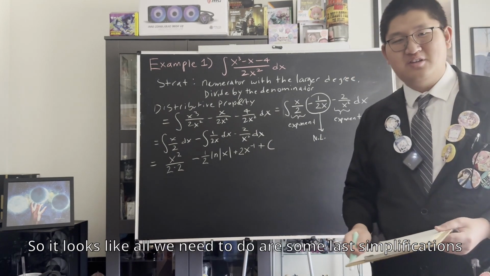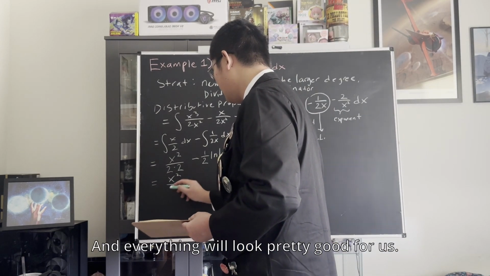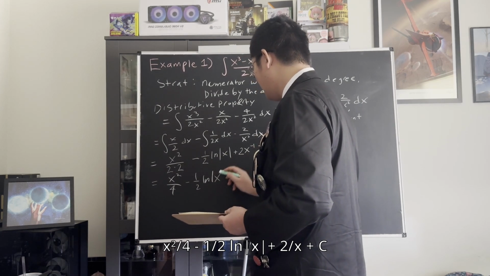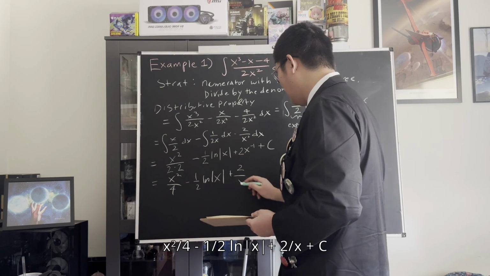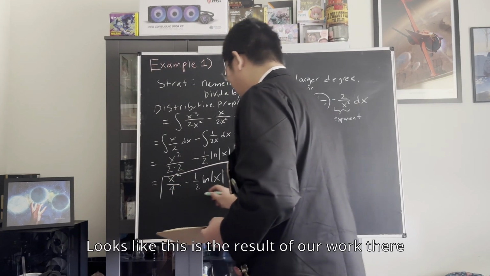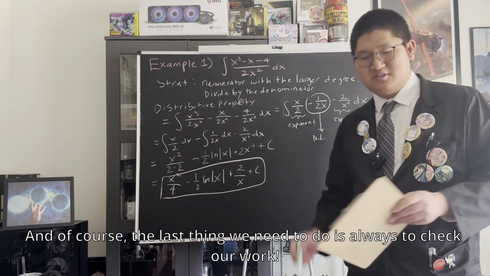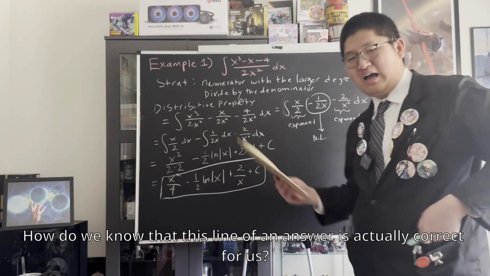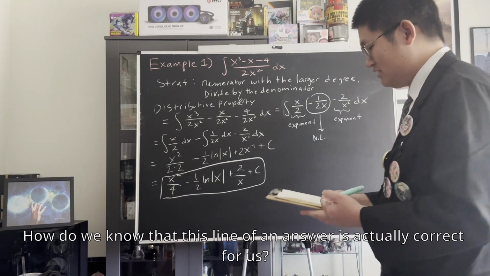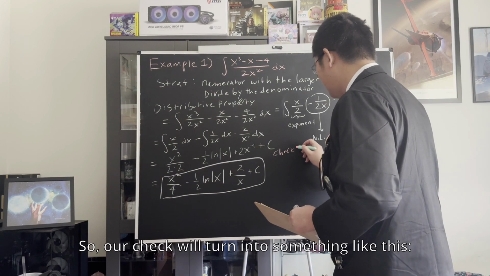So it looks like all we need to do are some last simplifications, and everything will look pretty good for us. x squared over 4 this time, minus 1/2 natural log of x, and then we'll add 2 over x plus c. Looks like this is the result of our work there. And of course, the last thing we need to do is always to check our work. How do we know that this answer is actually correct for us? Glad that you asked. So our check will look something like this.